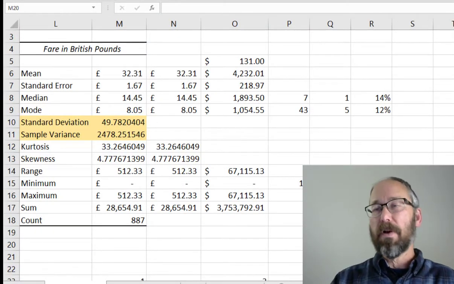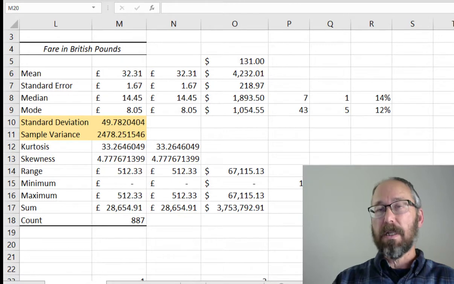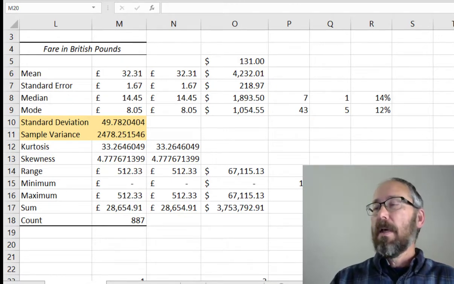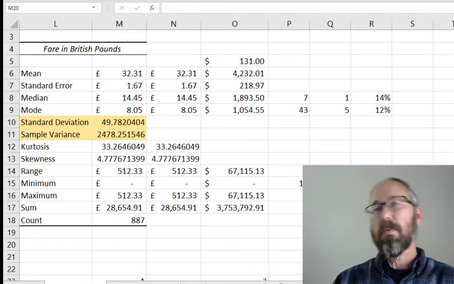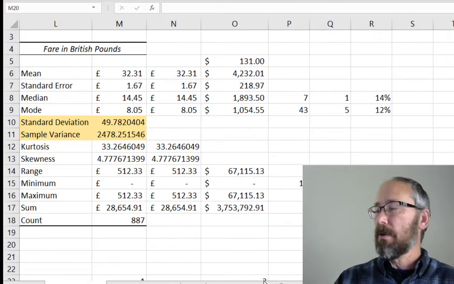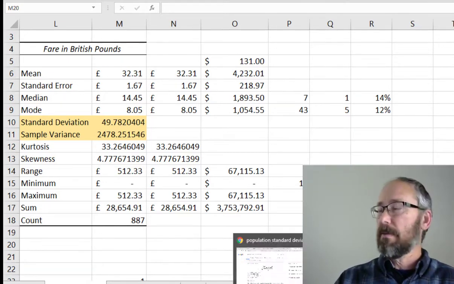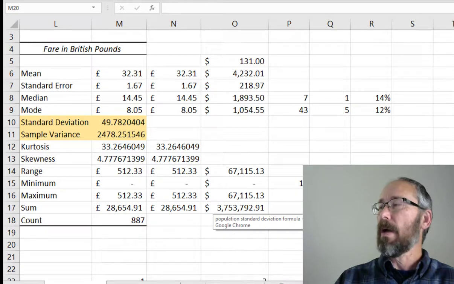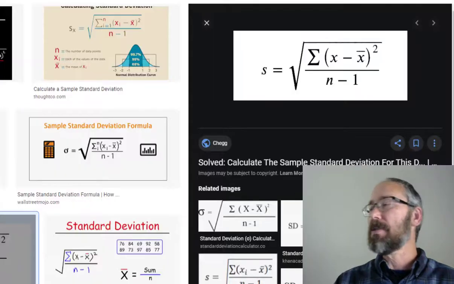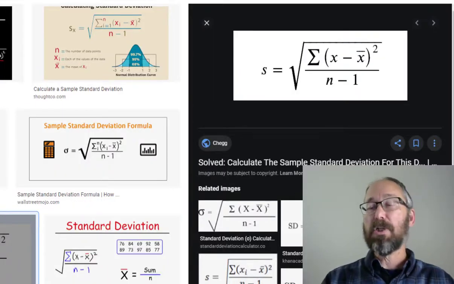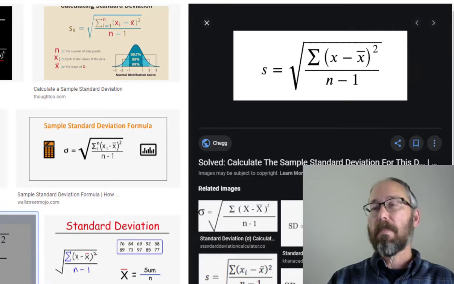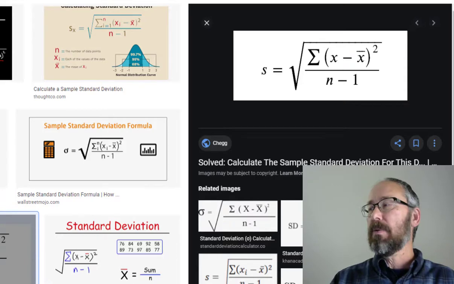Two other measures of variability are the standard deviation and the sample variance. And the standard deviation, it's worth taking a look at that formula. So, as I've done before in this video, I'm going out to the web and doing a search for this. The very first thing I want to show you is the standard deviation for a sample. And we'll walk through this quite briefly.